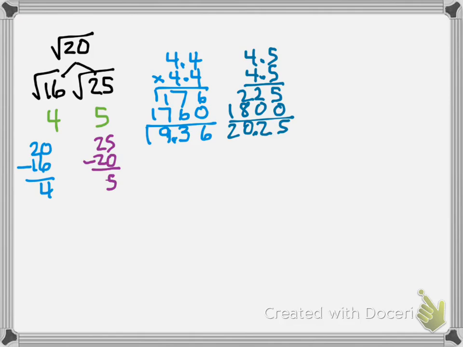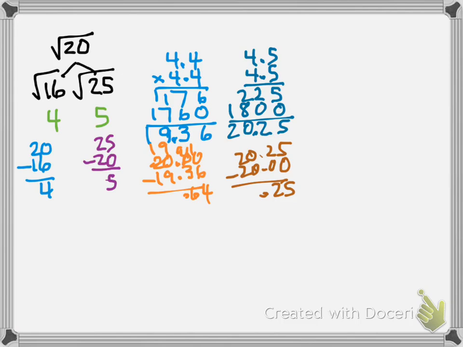Now, in order for me to determine which one is closest to my goal number of 20, I do subtraction again. So 20, take away the first one, 19.36, and I get 64. And on the one next to it, I get 20.25, take away 20, and I get a difference of 25. Which one of those had the smaller difference? Okay, so this guy.